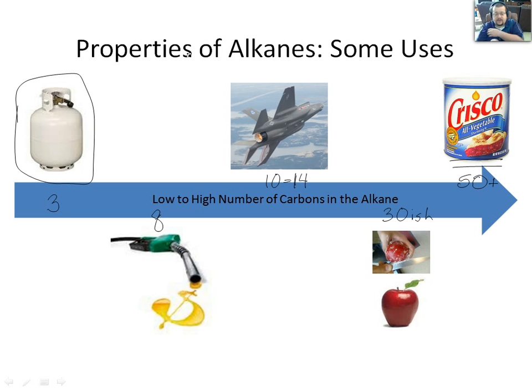Now, these are the number of carbons in their molecules, the number of carbons in their chains. And as the number of carbons goes up, what you see is a transition from initially where we have a gas, it goes through the liquid state, and we go all the way up to Crisco, or vegetable shortening, which is in the solid state. Now it gets more and more dense as the number of carbons goes up.